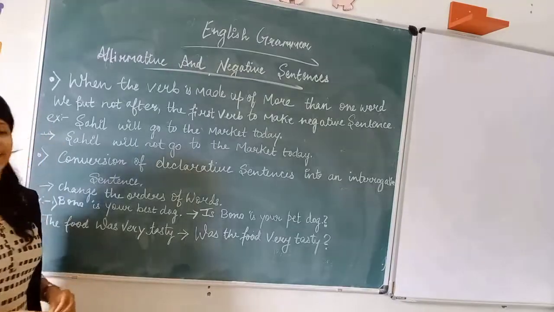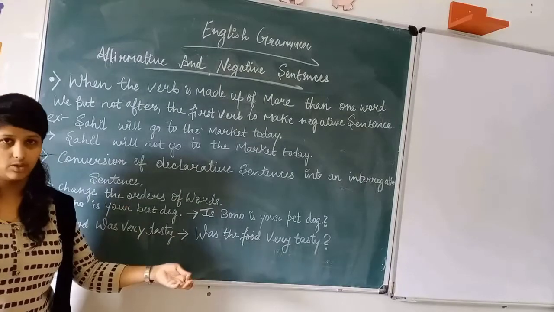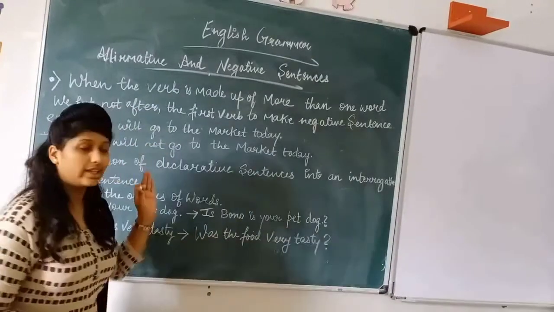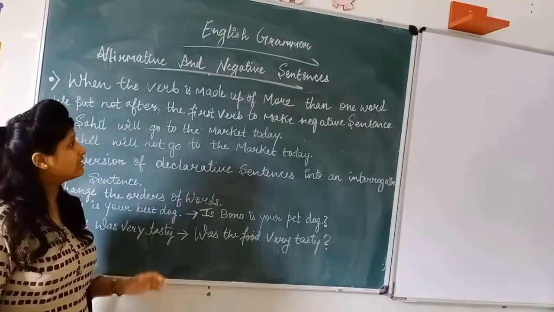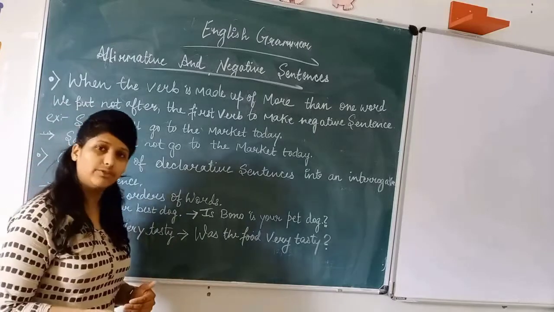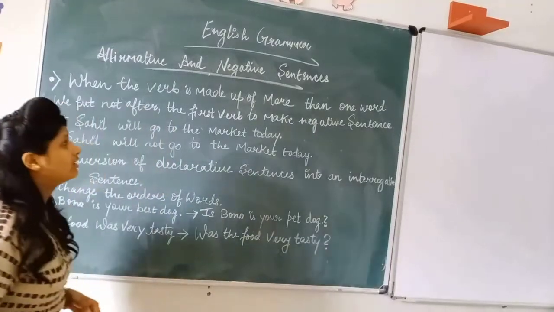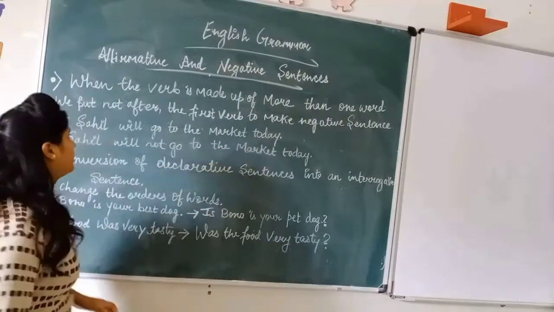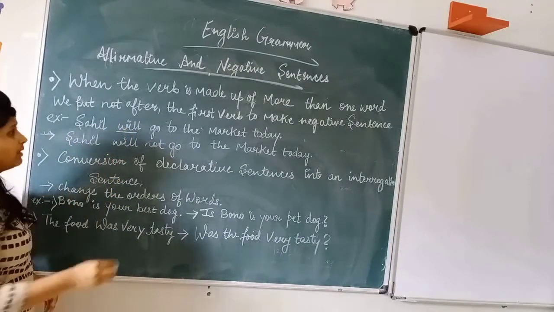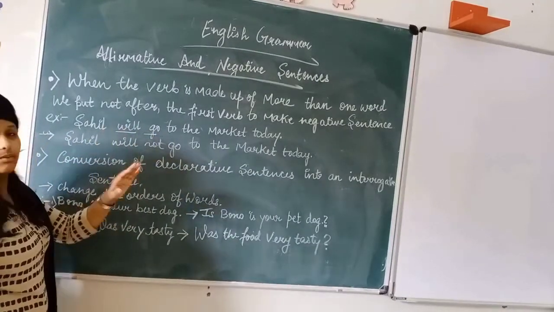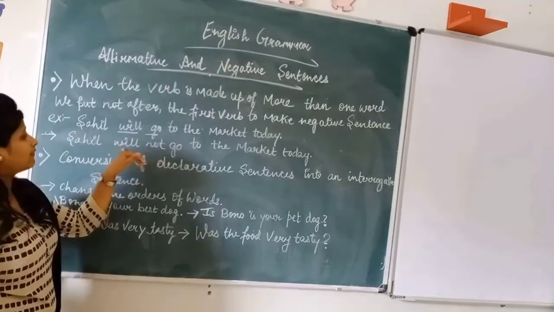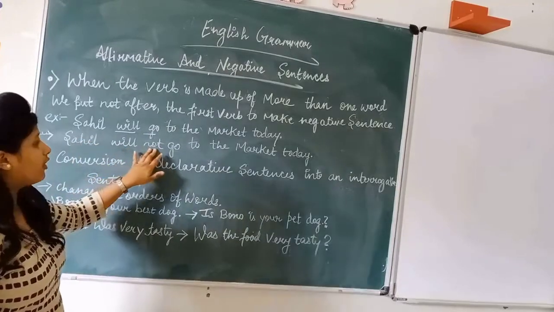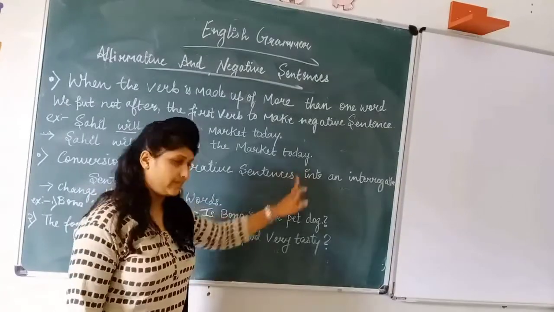When in a sentence there is more than one verb, how are we going to change the sentence into a negative sentence? In that case we are going to use not after the first verb in the sentence. For example, Sahil will go to the market today. Here will is the first verb and go is the second verb. So we are going to use not after the first verb. The sentence becomes Sahil will not go to the market today.